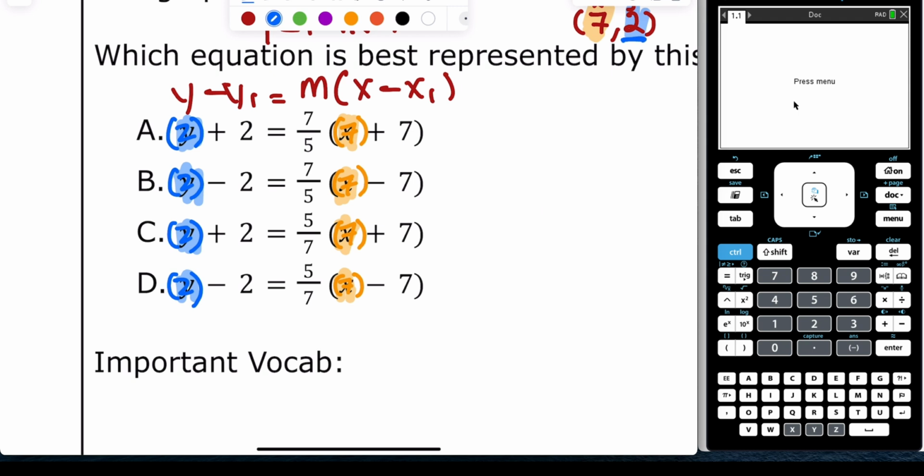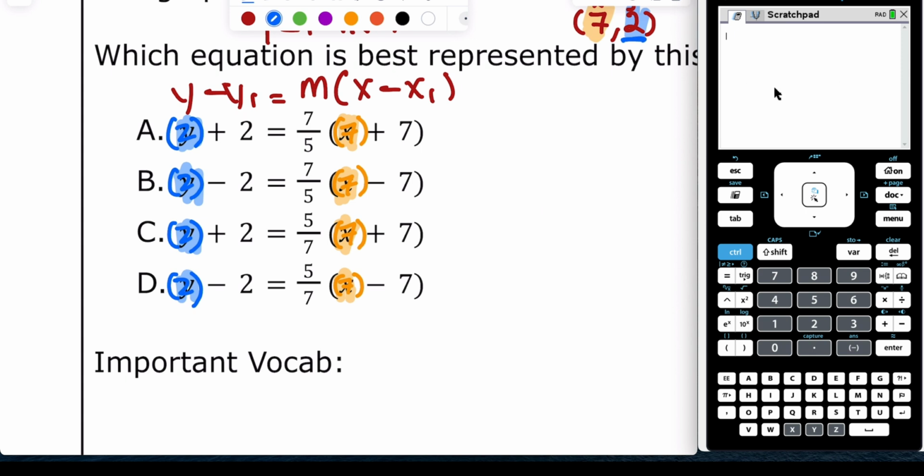Now that I have everything written out, I get to go to my calculator. I have my screen. I'm going to start with choice A: parenthesis 2, parenthesis, plus 2 equals, and to get that fraction, control divide, 7 over 5, parenthesis, 7 in the parenthesis, plus 7 in the parenthesis. See how we have the double parentheses, that's what we want. Enter, and that gives me false. So I know A cannot be my answer.